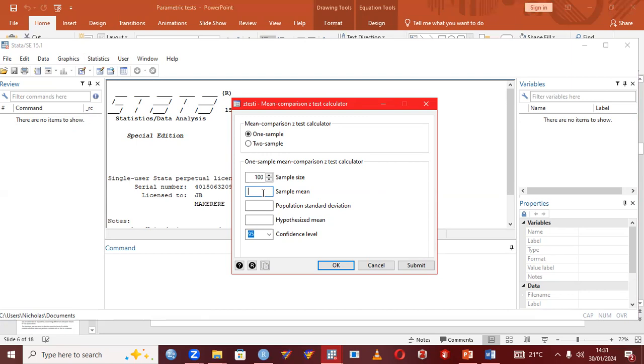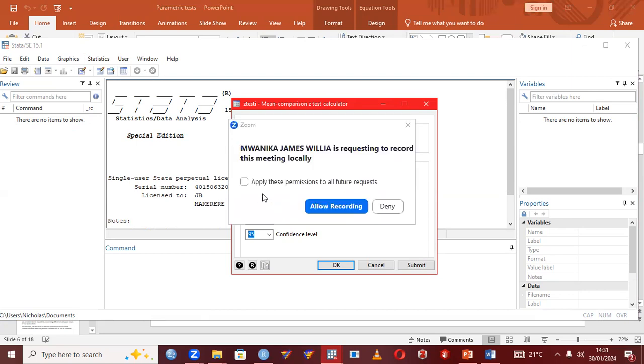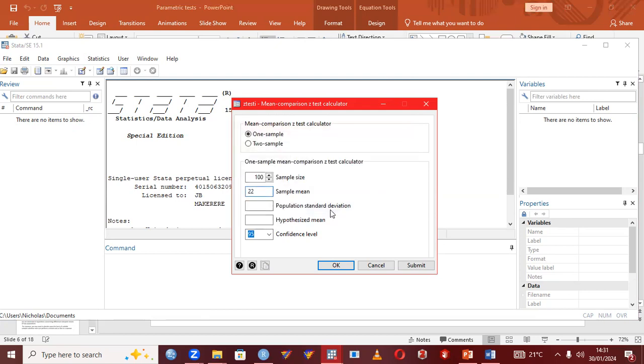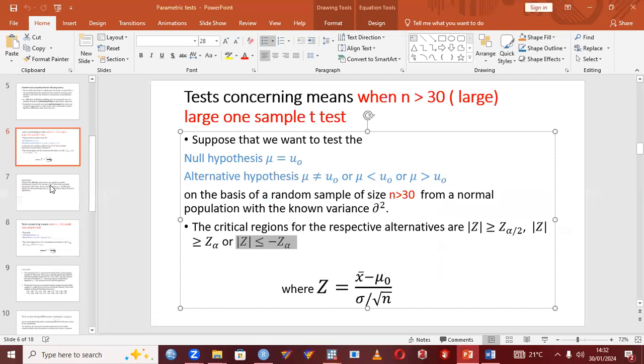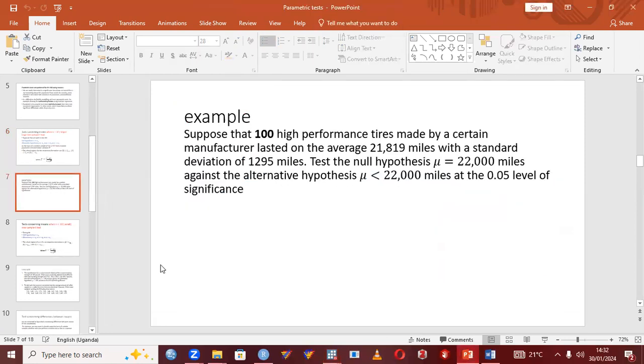And the sample size was what? 2000. Then the population standard deviation was what? The standard deviation is 1295. Is that true? One, 295, right?